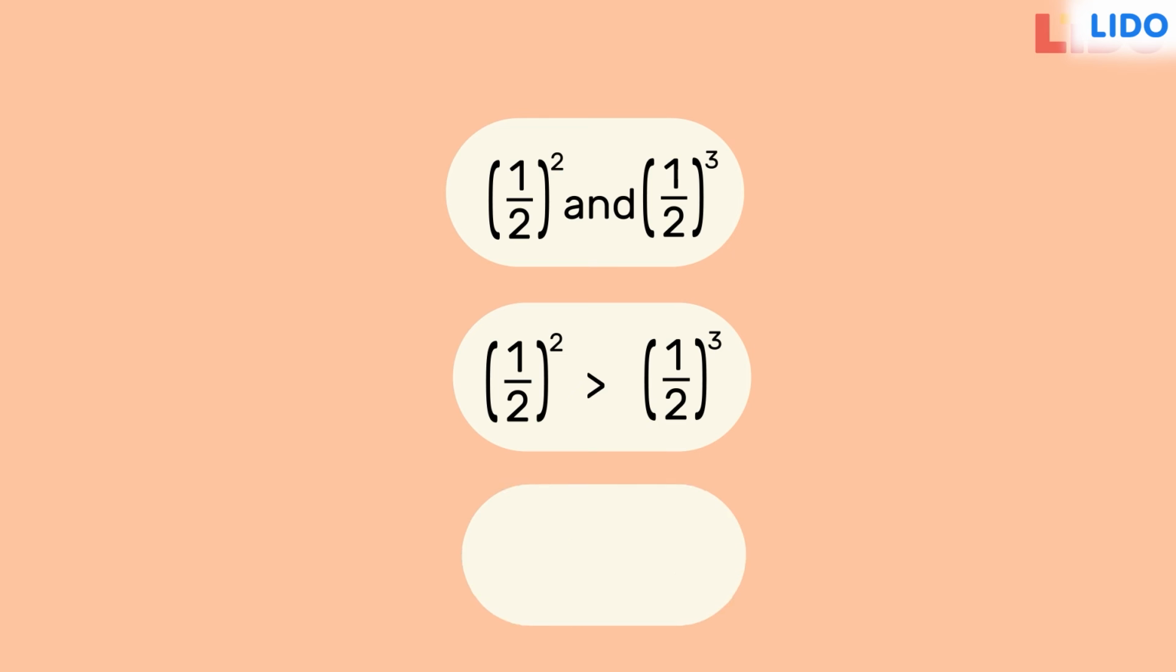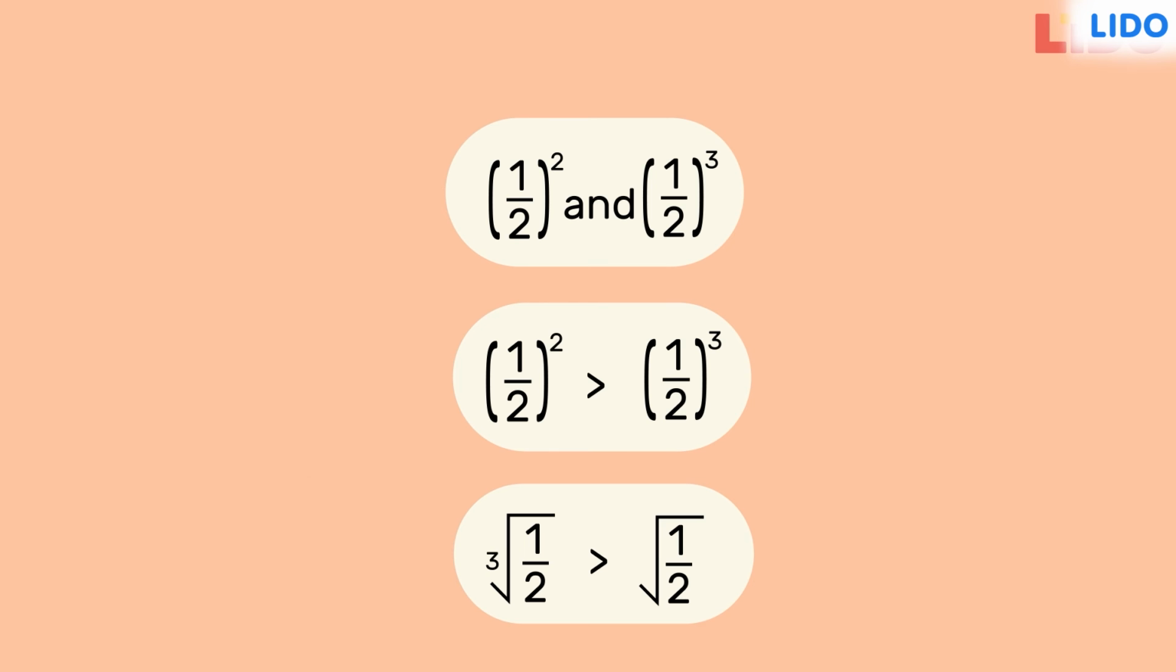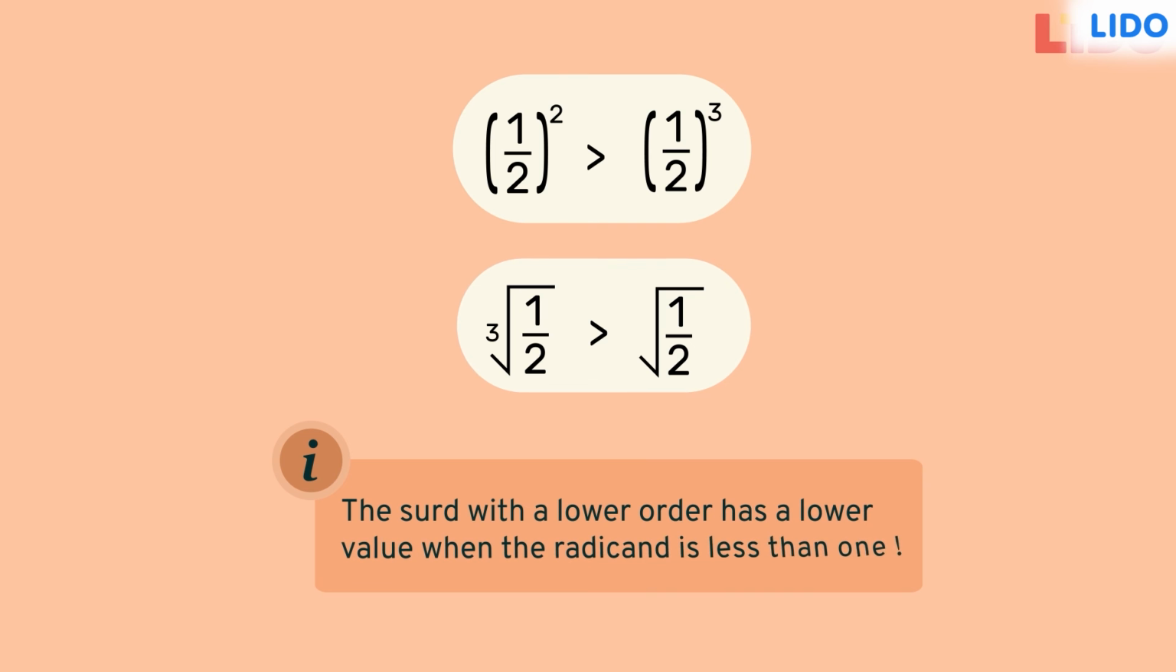For instance, half is lesser than 1. Multiply it by half and we get 1/4, which is lesser than half. And so on. So when the base is lesser than 1, the number with the lesser exponent is greater. Now when we have surds with a radicand less than 1, the same rule holds true. Cube root of the half is greater than root half. So the surd with the lower order has a lower value when the radicand is less than 1. Now you know how we compare two surds when there's something common between the surds.